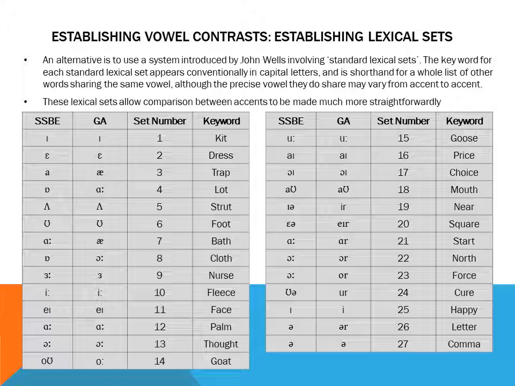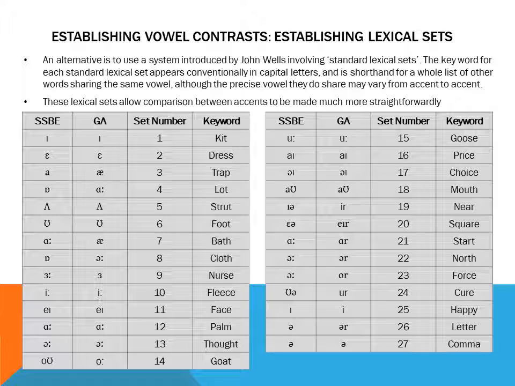So, you see in the table there are 4 columns. The first column is SSBE, the Standard Southern British English accent, and the second column is GA, the General American accent, and then the set number, and the last column is for the keyword. We can now ask which vowel speakers of a particular accent have in the KIT set, or whether they have the same vowel in the words north and forth as Standard Southern British English does, or they come in 2 different vowels as General American does.